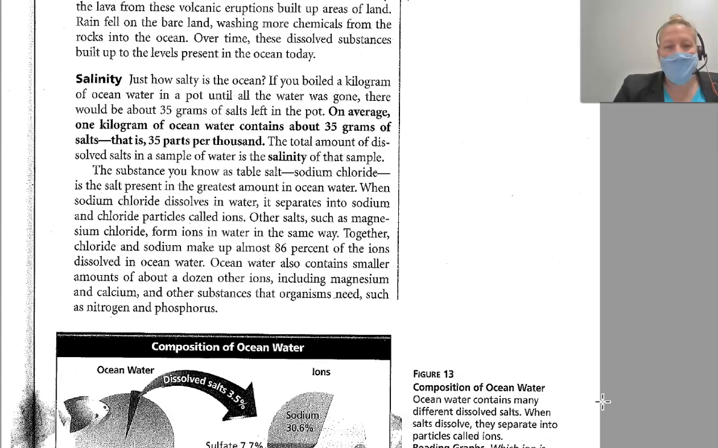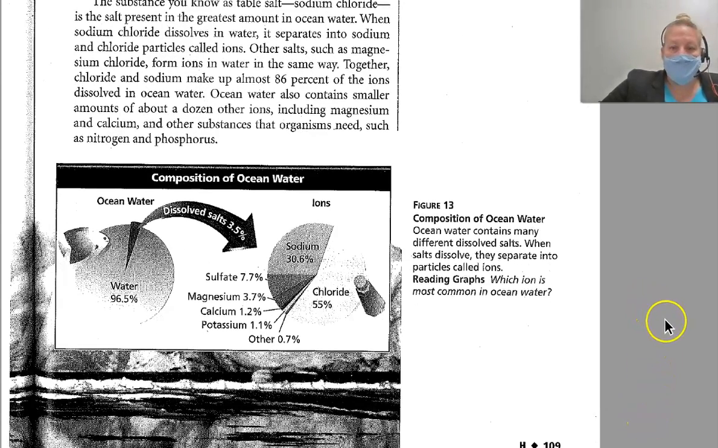The substance you know as table salt, sodium chloride, is the salt present in the greatest amount in the ocean water. When sodium chloride dissolves in water, it separates into sodium and chloride particles called ions. Other salts, such as magnesium chloride, form ions in the water the same way. Together, chloride and sodium make up almost 86% of the ions dissolved in ocean water. Ocean water also contains small amounts of about a dozen other ions, including magnesium and calcium and other substances that organisms need, such as nitrogen and phosphorus.